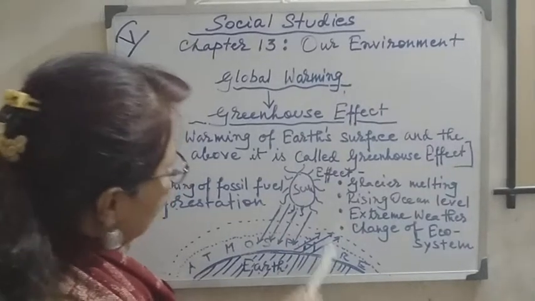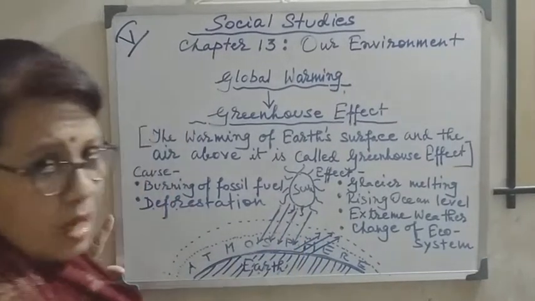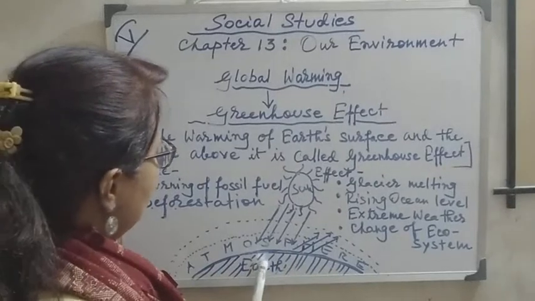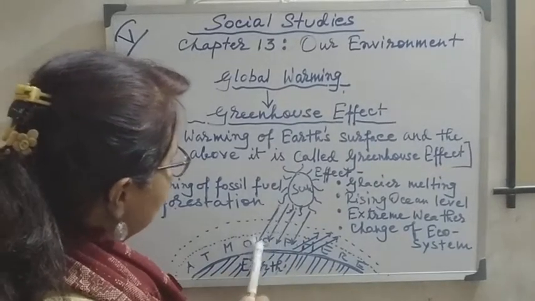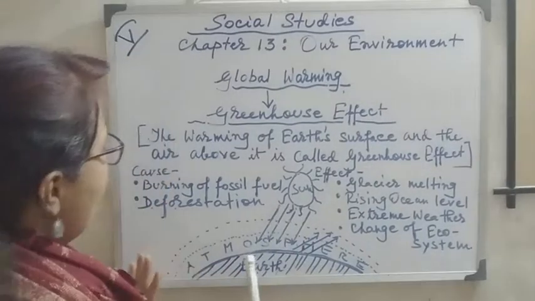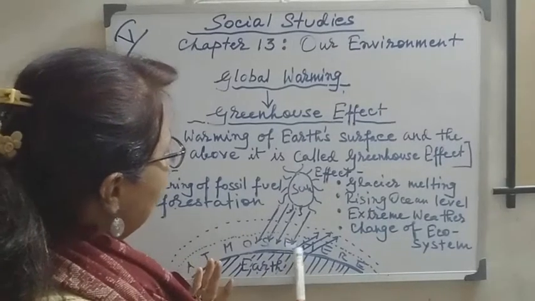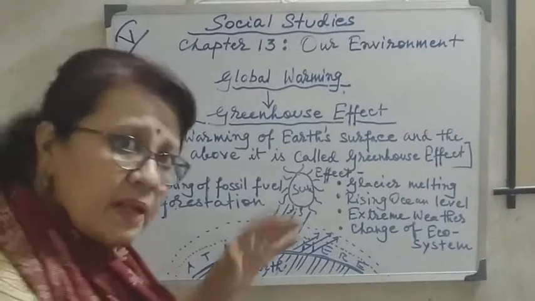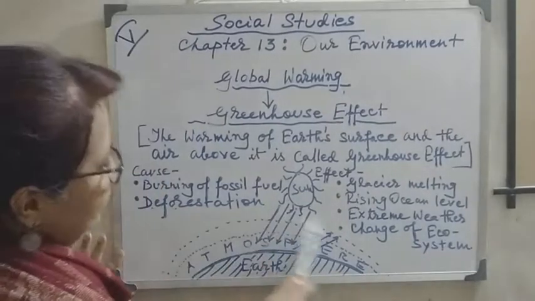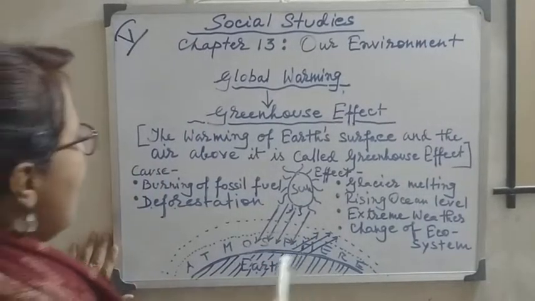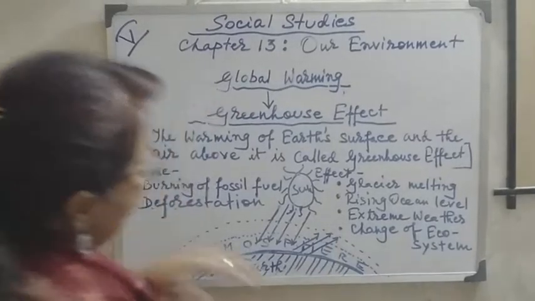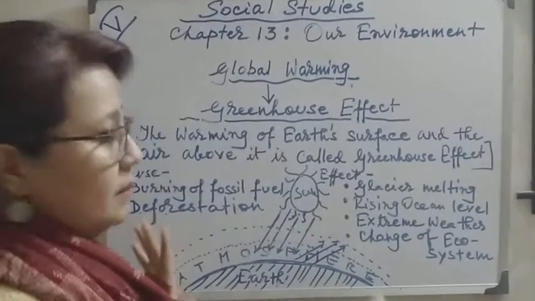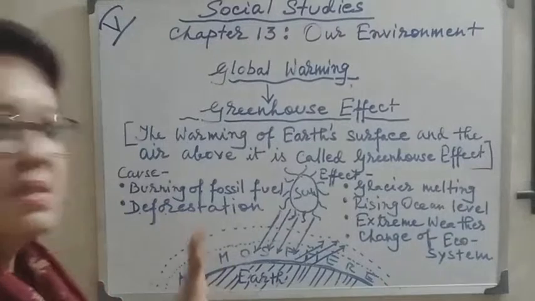Here's the Earth. The sun's rays come to Earth and heat our Earth, and some rays reflect back to the atmosphere. The atmosphere is the dotted line you can see here. And as it reflects back to the atmosphere, the temperature heat balance takes place.